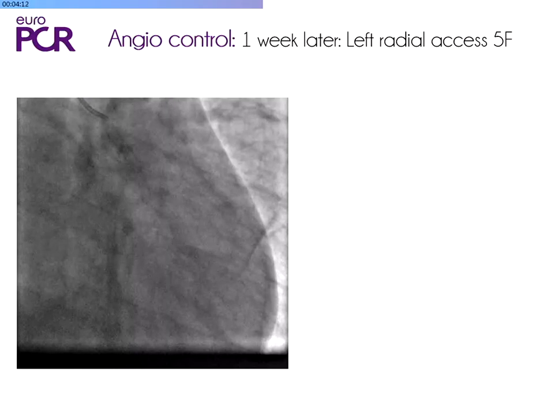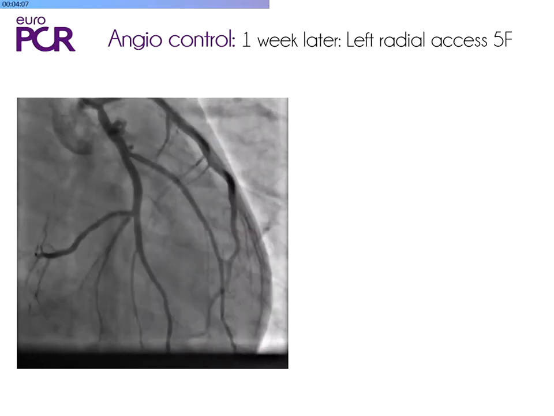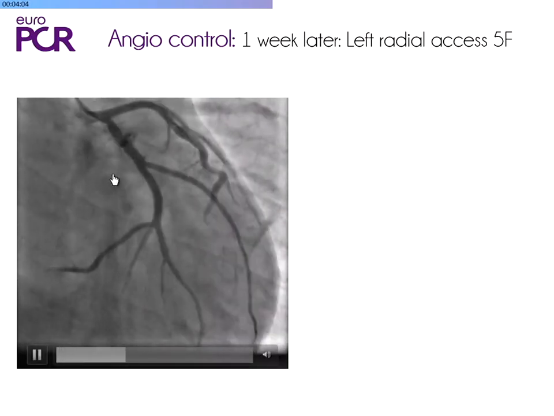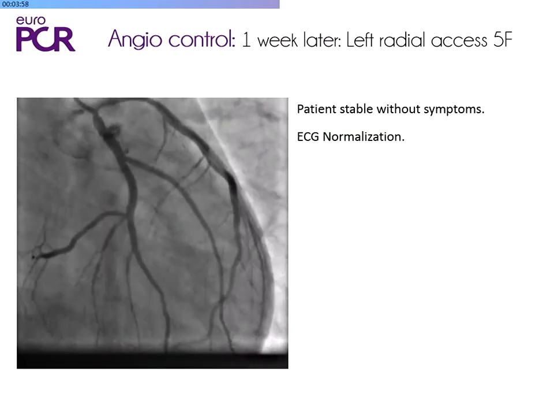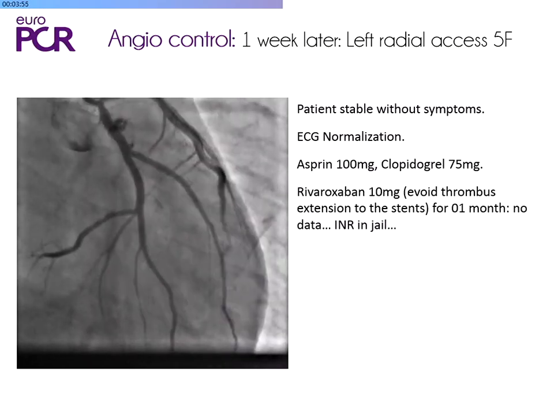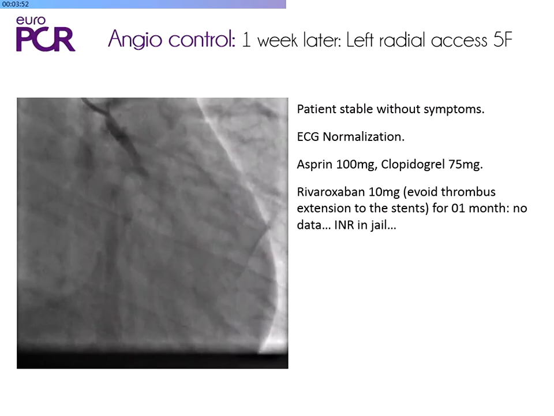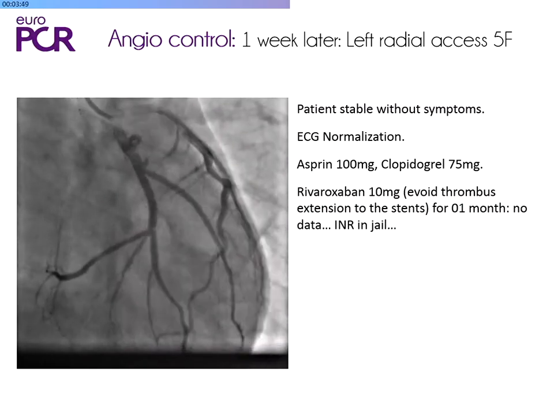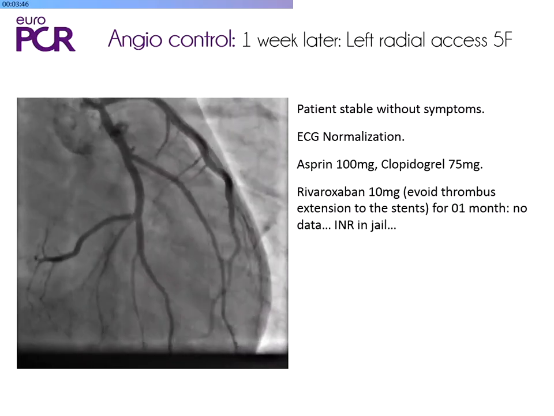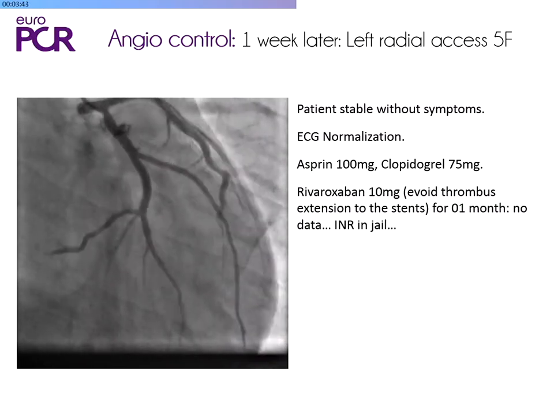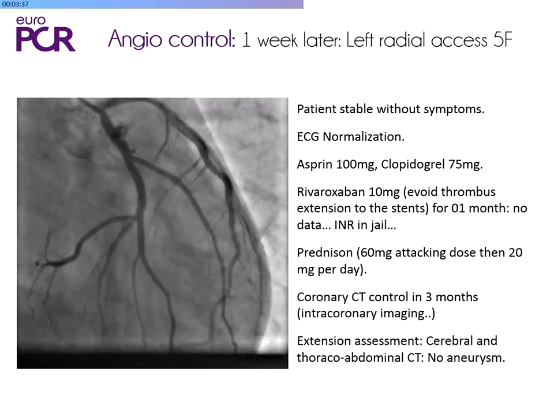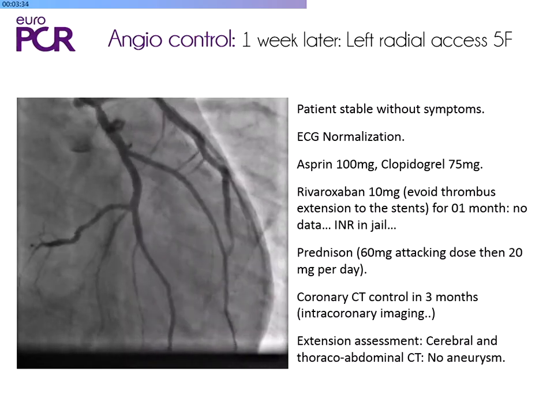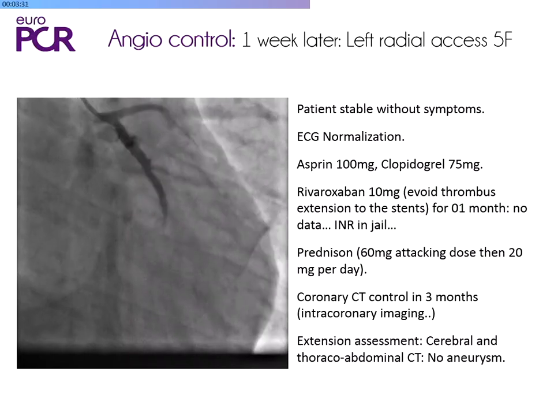And 1 week later, we controlled the patient with a radial access. We have a good result on both circ and obtuse marginal, and the aneurysm seems to clot at that moment. The patient is stable, ECG is normal. We don't have data, so we used what we know about angio-Behçet. So we put him under aspirin, clopidogrel, and rivaroxaban for 1 month. We have no data about rivaroxaban, but we were afraid about INR control in jail. We put him also under prednisone. We planned to perform a coronary CT 3 months after, and the extension assessment was normal.